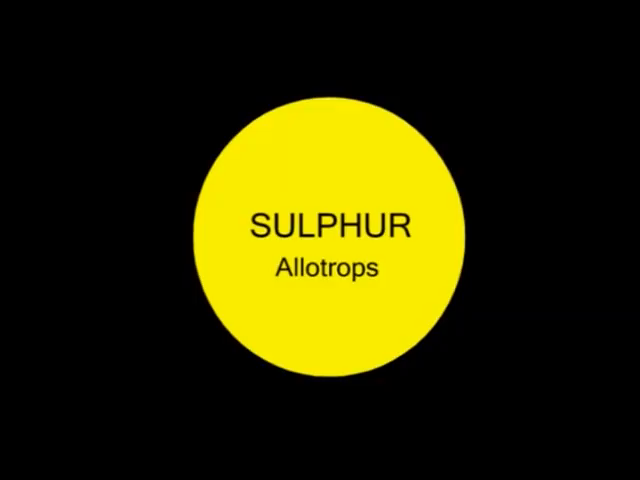When a substance exists in several different forms in the same state, it is said to show allotropy. The different forms are called allotropes. The allotropes have the same chemical properties but different physical properties.